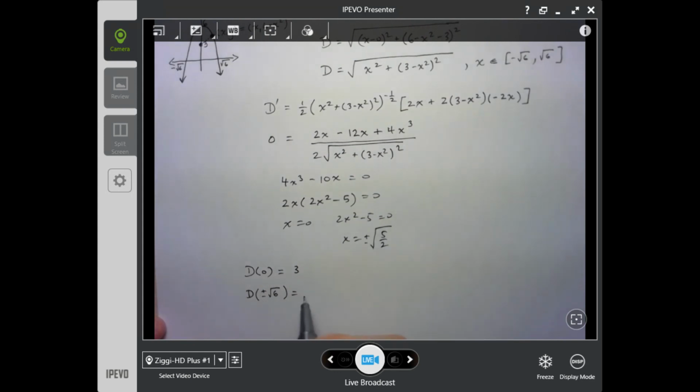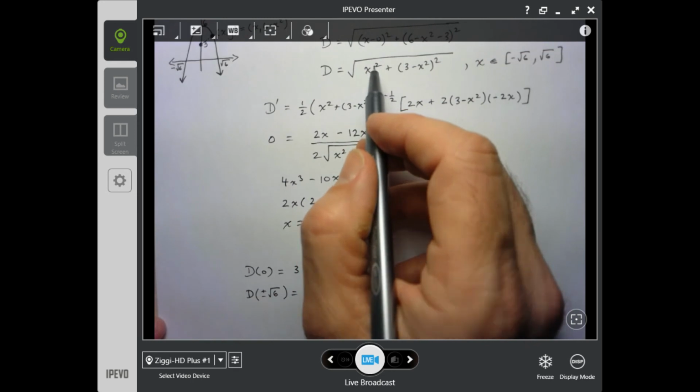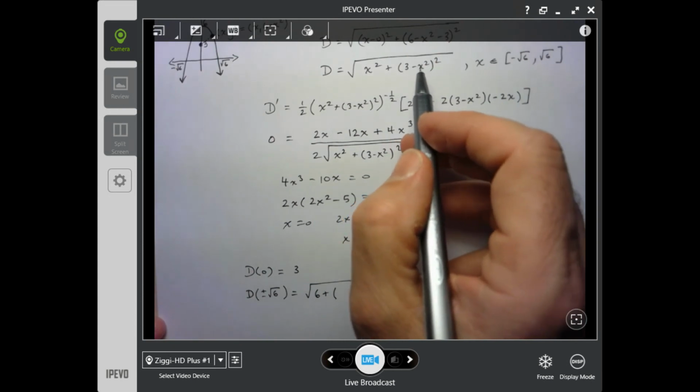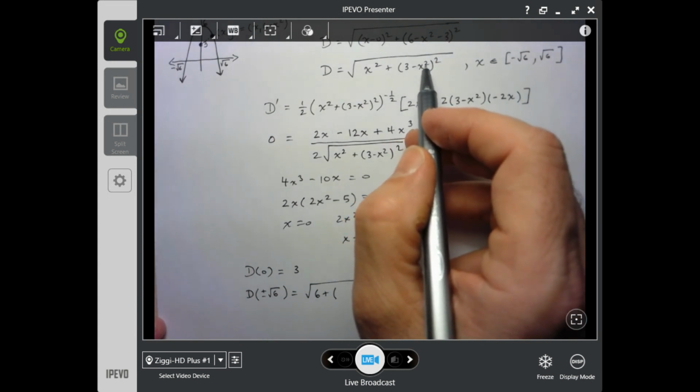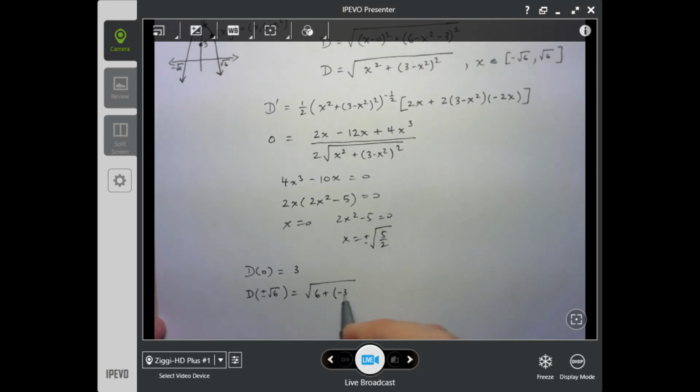Okay, so here we have the square root of root 6 squared, which is just going to be 6, plus, and then here we have 3 minus root 6, so again squared, so this is just going to be 6, so 3 minus 6 is negative 3. Okay, squared. And so that gives us, what do we have? Square root of 6 plus 9 is 15.